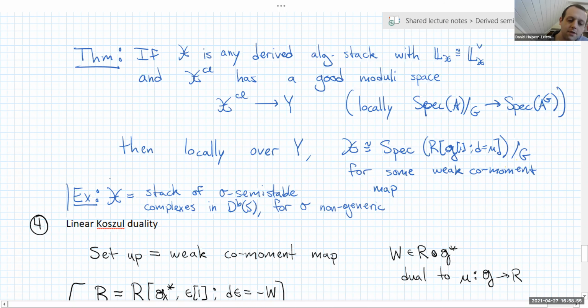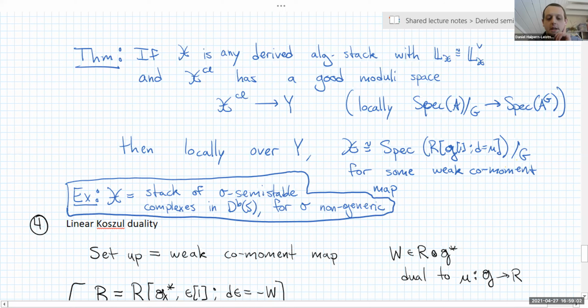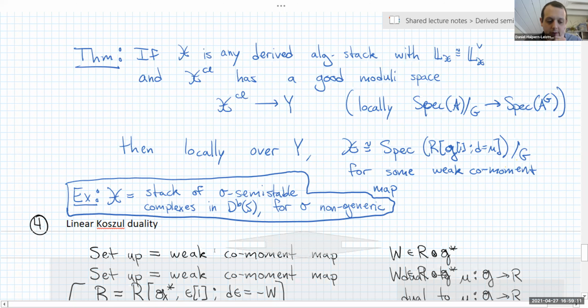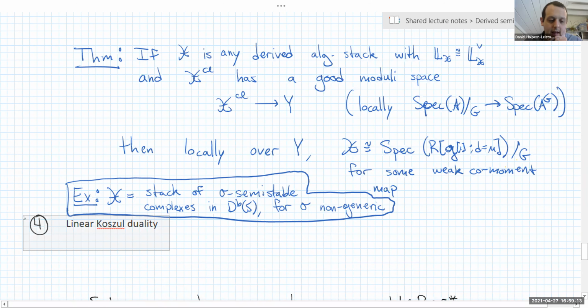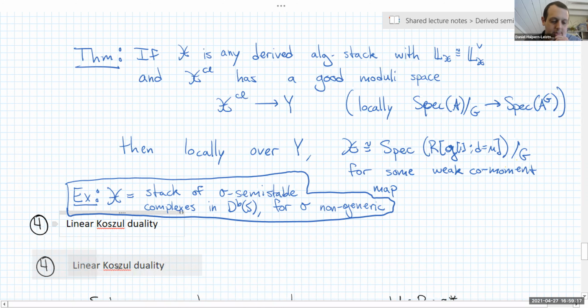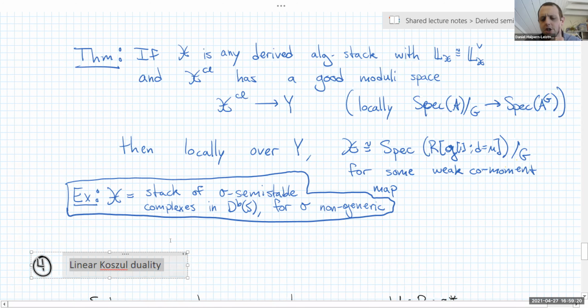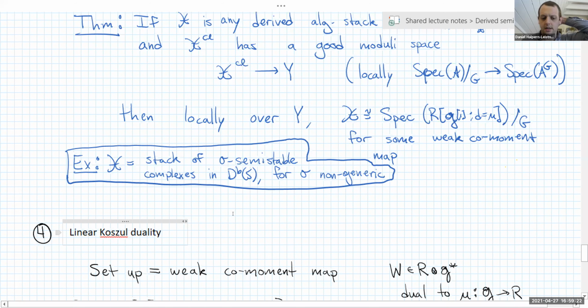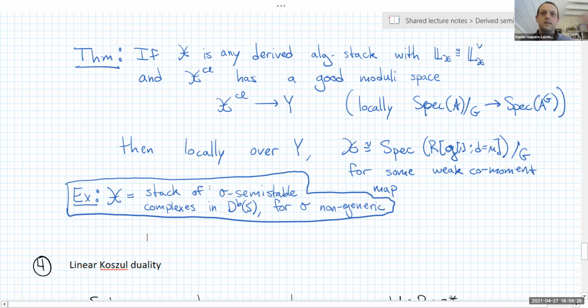So I mentioned that if you have a generic bridge stability condition, then you take the moduli of semi-stable objects, and that's going to be a projective manifold. That's a little bit of a lie. You have to do a process called rigidification, but roughly it's a Gm-gerbe over a projective manifold. But if you have non-generic stability conditions, then you have a true stack.